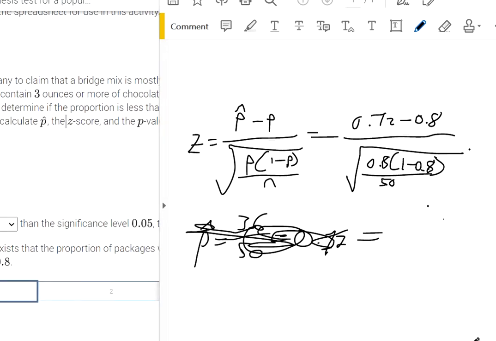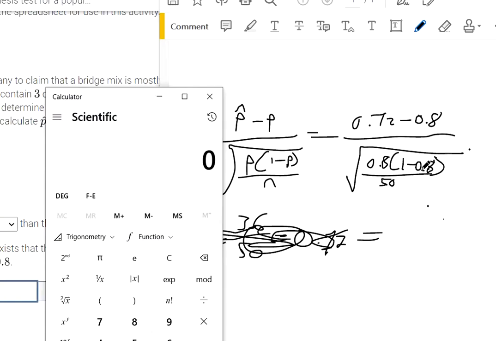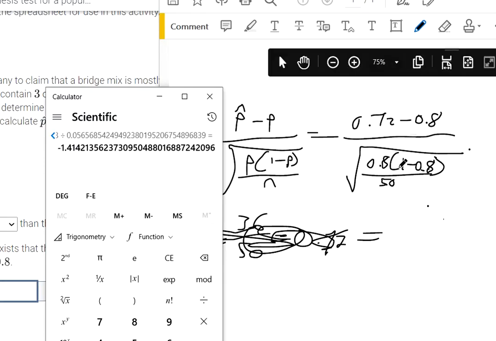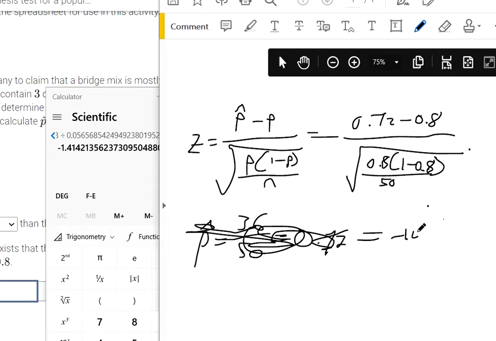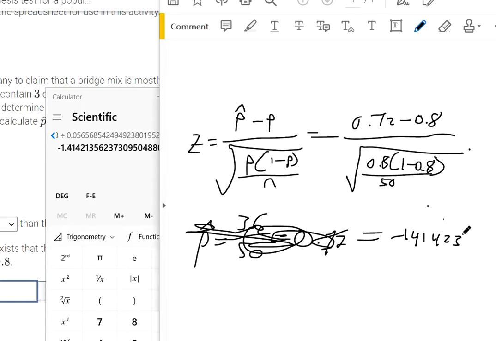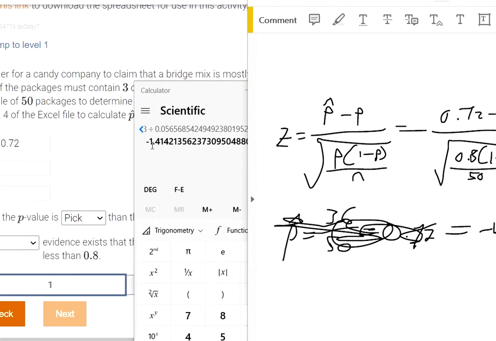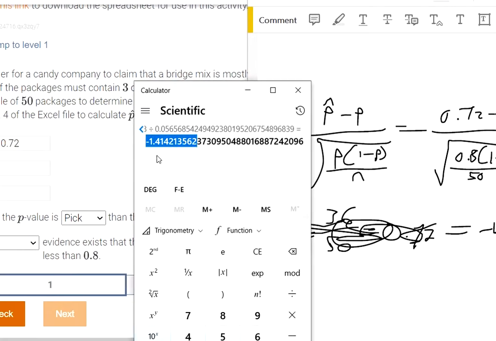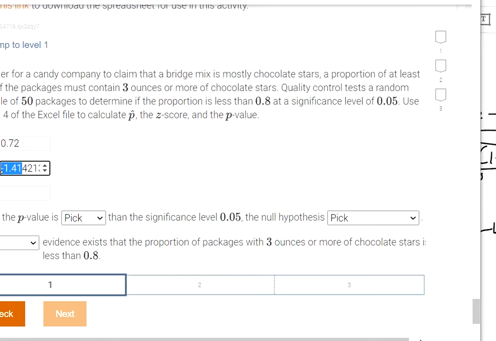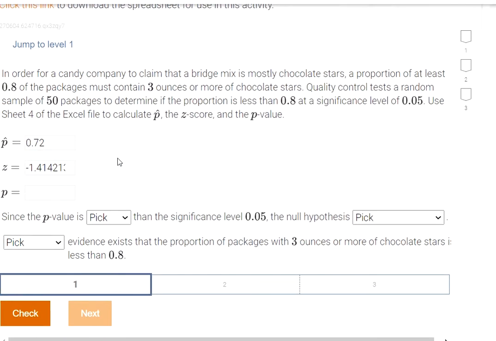Okay, so like I've shown in a few other videos, my trick is to do the parentheses first in the denominator, and then that gets multiplied to 0.8, and then divide by 50, and then take a square root. And so I'm going to copy that. That's the bottom of my fraction. Now I can go up to the top, 0.72 subtracted by 0.8, divide that by the denominator. So I got z is negative 1.414234. Yeah, that's probably enough. They usually want just like 2 decimal places.